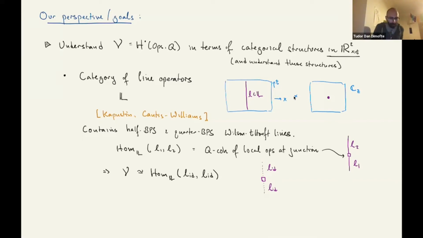The way I eventually want to use line operators to access local operators may seem a little backwards, in that I'm using something potentially complicated to access something simple. What's going to happen is that there will be some geometric description of this category. There is an object in that category that's the trivial line, the do-nothing line. It's the equivalent of the identity operator in CFT. A junction between the trivial line and the trivial line just contains bulk local operators. So by computing this morphism space in this rather complicated category, one should be able to reproduce bulk local operators. That was one of the initial goals here. And I keep forgetting to say it, but everything's in Q-cohomology.